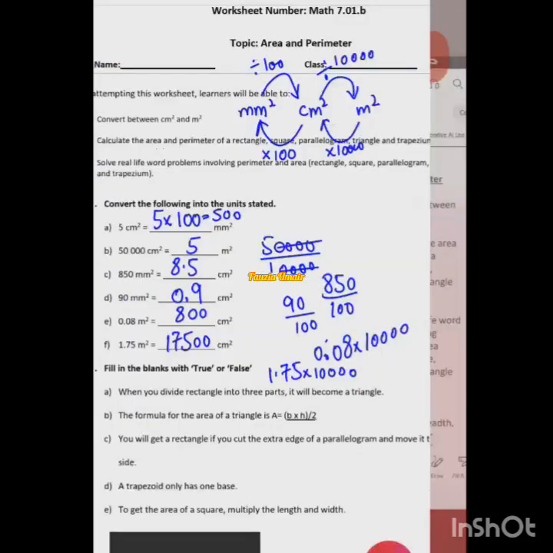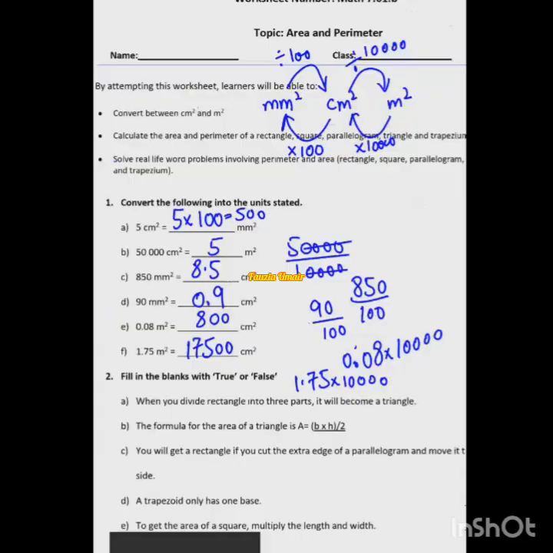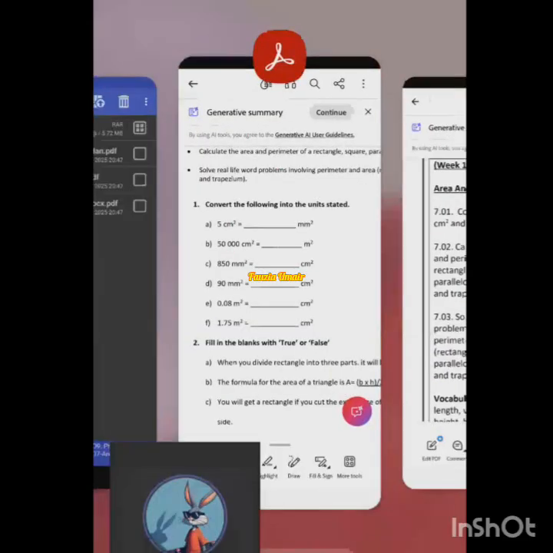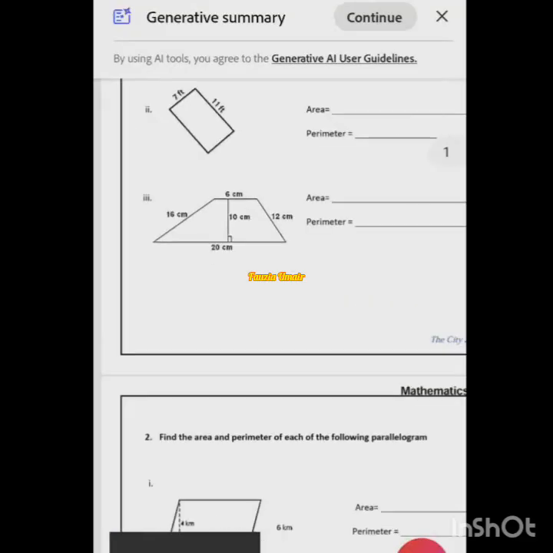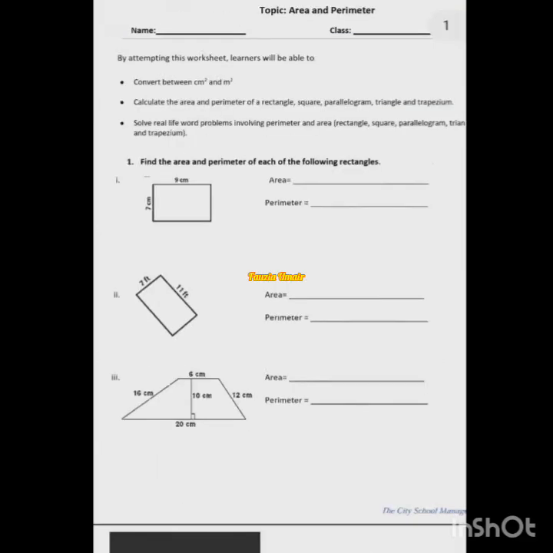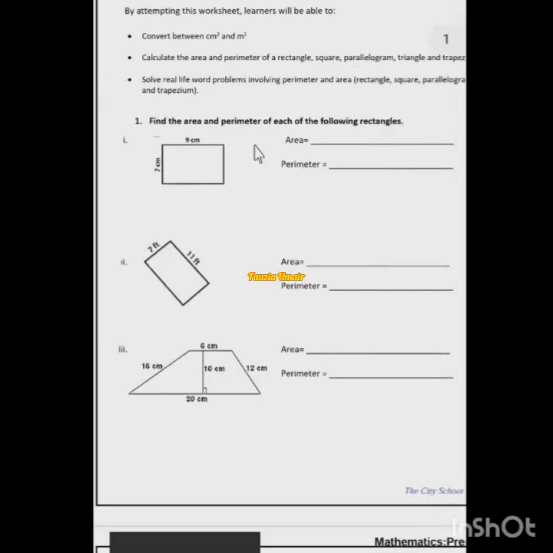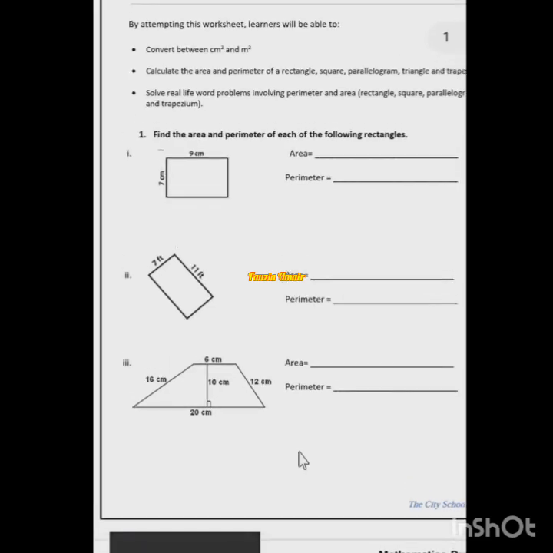Right? So now let's start this first worksheet, and then we will come back to the second worksheet later on. So we will start with this question. Find out the area and perimeter of each of the following rectangles. So what about this one? First one. What is the shape? Rectangle. It is a rectangle. Now the area is 63 centimeter square.